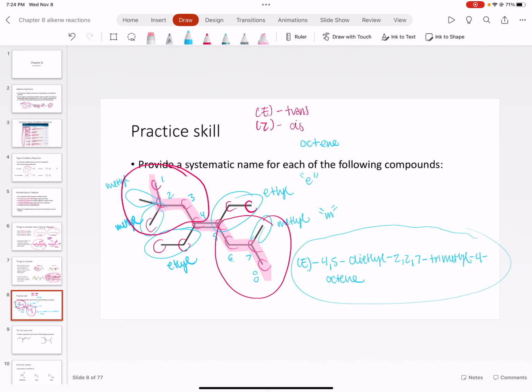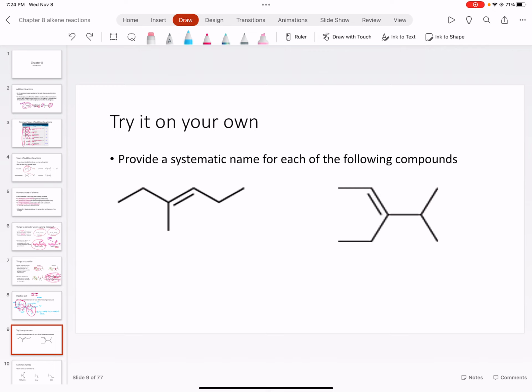I feel like most people forget to assign whether it's E or Z. And don't feel bad if sometimes you have to look back at your notes to see what is E and what is Z, because I definitely did right now. So we can try it on our own now. I was quite nice with you guys. I gave you a little bit of an easier try it on your own.